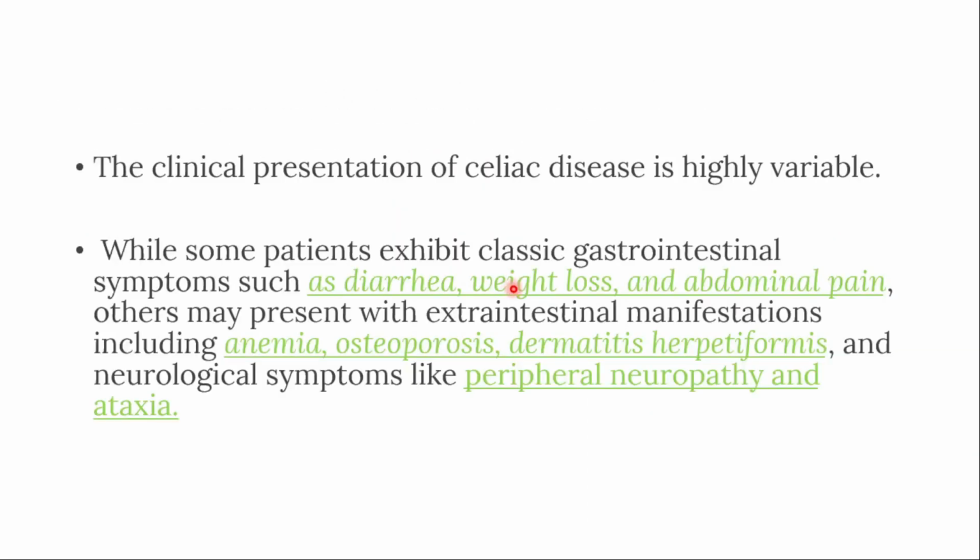While some patients exhibit classic gastrointestinal symptoms like diarrhea, weight loss, and abdominal pain, others may present with extraintestinal manifestations like anemia, osteoporosis, dermatitis herpetiformis, which is a skin manifestation leading to blisters, and neurological symptoms like peripheral neuropathy and ataxia.